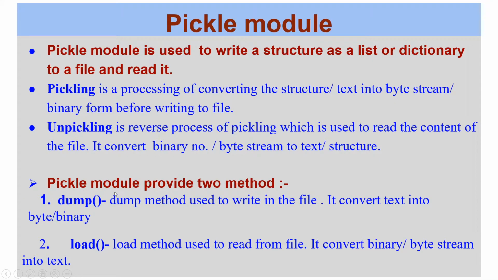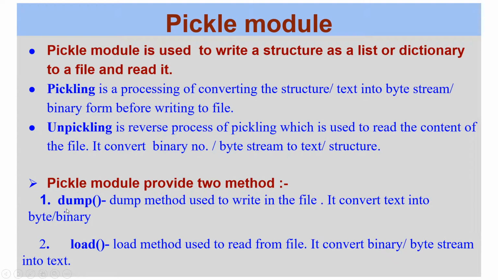Now, inside this pickle module, there are two methods. The first method we will discuss here is dump. This dump method is used to write in the file. It converts text into byte and binary form. So with the help of this dump function, we will write inside a binary file. What this dump function will do is first convert the text into binary, and after converting that structure or text into a binary form, it will write that binary data inside the binary file.